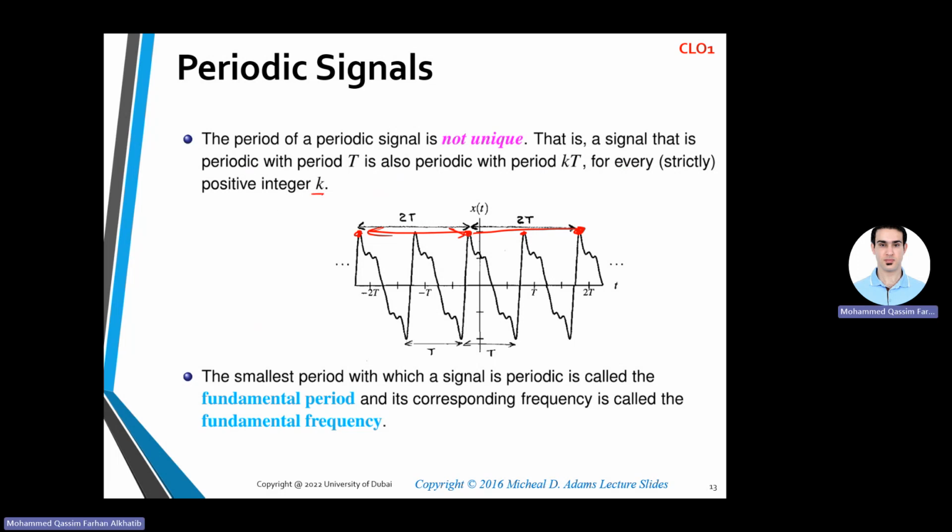The smallest period with which the signal is periodic is called the fundamental period, and it has a fundamental frequency, which is the reciprocal of the fundamental period.